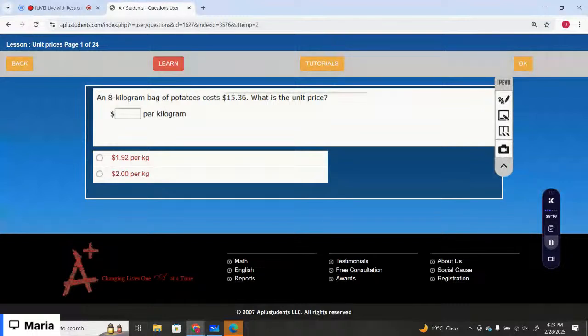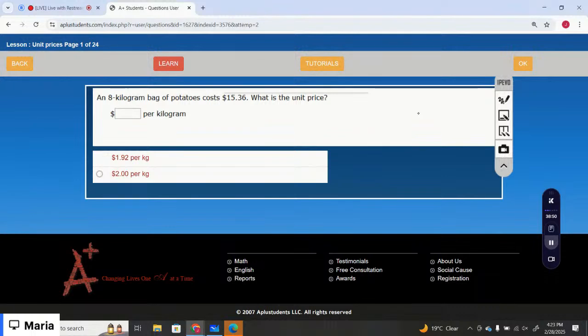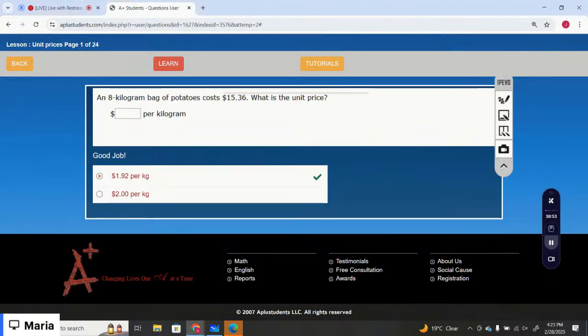An 8 kilogram bag of potatoes costs $15.36. What is the unit price? So you have to divide 15.36 by 8. So which is the correct option? Whenever we have to calculate a unit price, divide the price of the bag by the weight. 15.36 divided by 8, that is 1.92 per kilogram. Option number 1 is the correct option, that is $1.92 per kg.